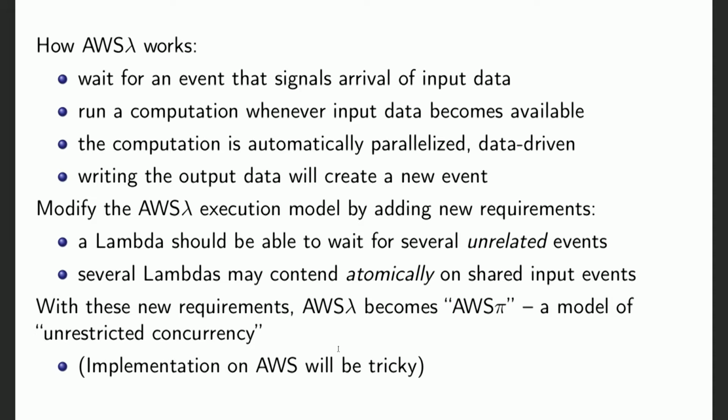If you do that, then instead of Amazon Lambda, you get Amazon Pi. I'm making a pun here on pi calculus. You get basically unrestricted concurrency. With current Amazon, as far as I know, they do not allow you to have multiple triggers. That is streaming. With this extra feature, it becomes the fourth level of concurrency, unrestricted.